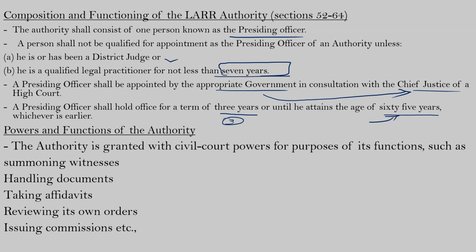So the powers and functions of the Land Acquisition, Rehabilitation and Resettlement Authority are: the authority is granted civil court powers for the purpose of its functions such as summoning witnesses, handling documents, taking affidavits, reviewing its own orders, issuing commissions, etc. So the authority has all those powers which a civil court has.